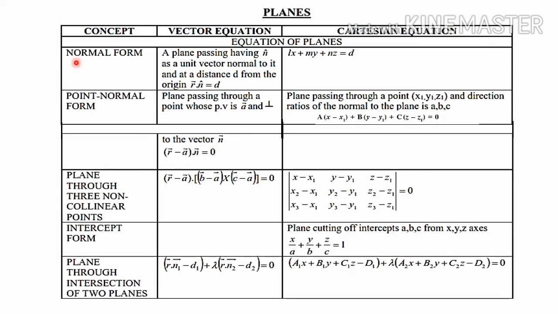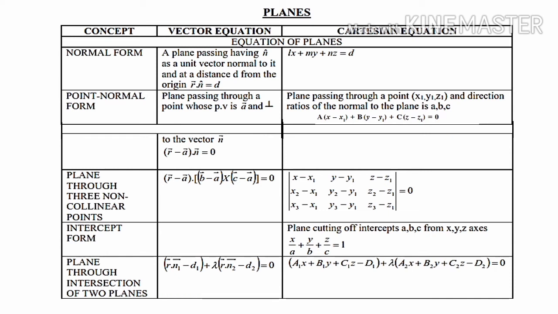First one we have learned, that is normal form. Vector equation is vector r dot unit vector n is equal to d, and the Cartesian equation is lx plus my plus nz is equal to d. Next one we have learned, point normal form, that is vector form (vector r minus vector a) dot vector n is equal to 0. Cartesian form is a into (x minus x1) plus b into (y minus y1) plus c into (z minus z1) is equal to 0.